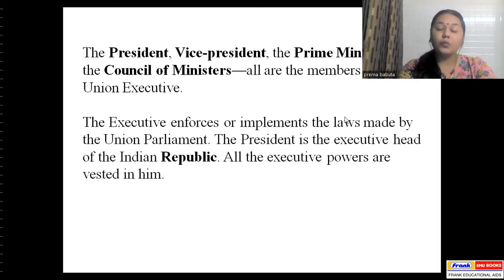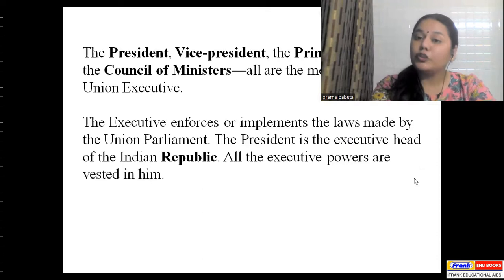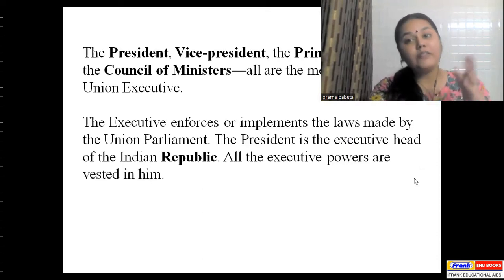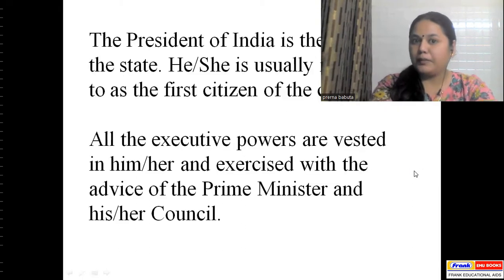So in India, who is the executive head? The president. And why is India called a republic? Do you know when a nation is called a republic? I think we've discussed this before, but just a quick recap. A country where the head of the state is elected is called a republic. In India, we elect the head of the state, and that's why India is called a republic. The president of India is the head of the state, and he or she is usually referred to as the first citizen of the country.